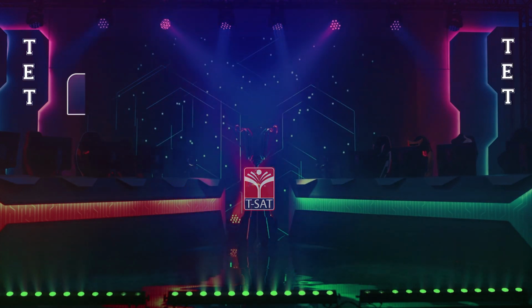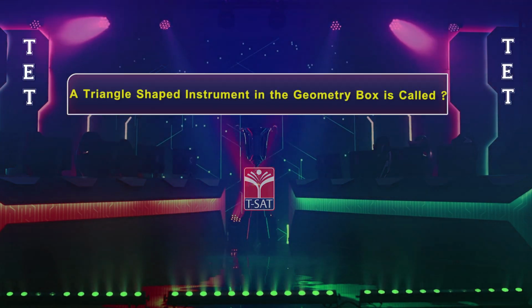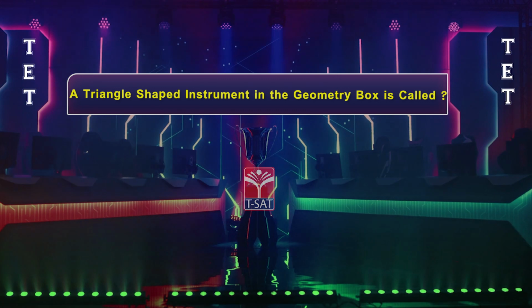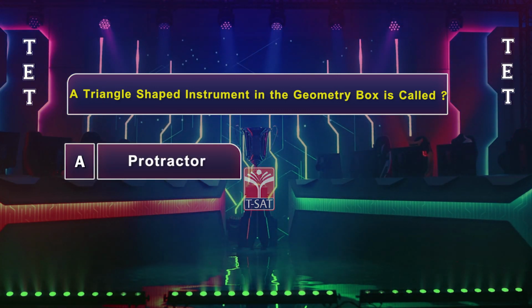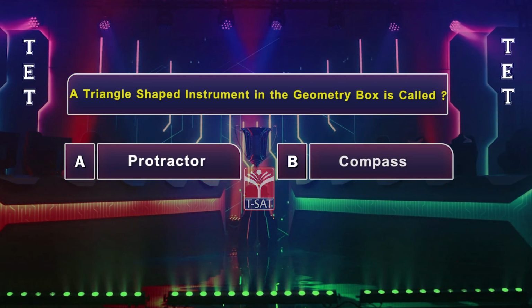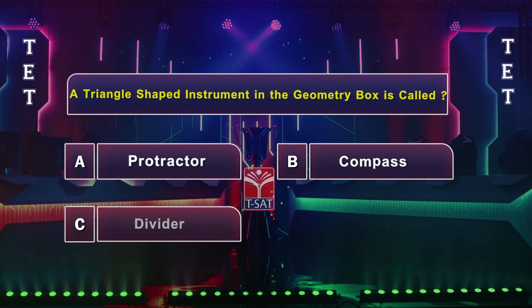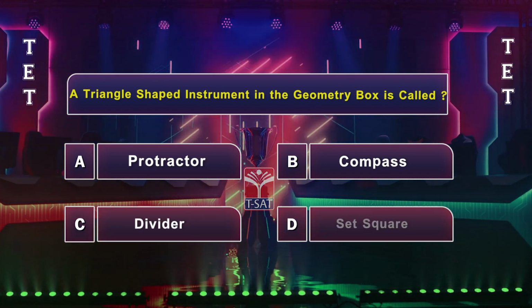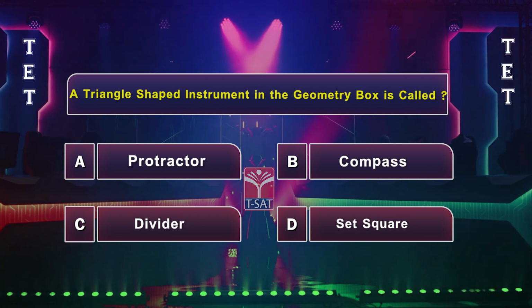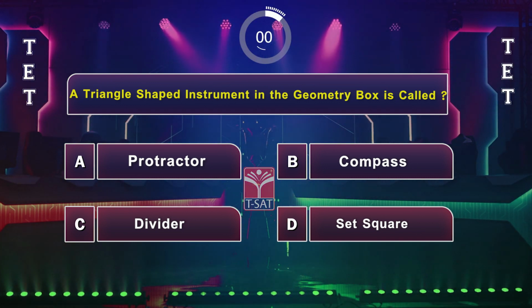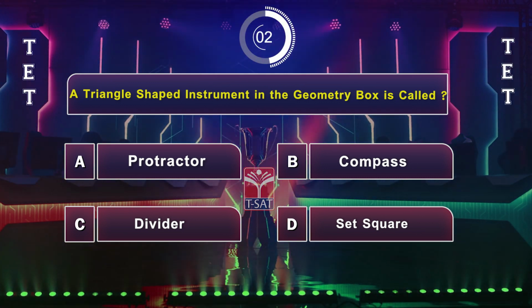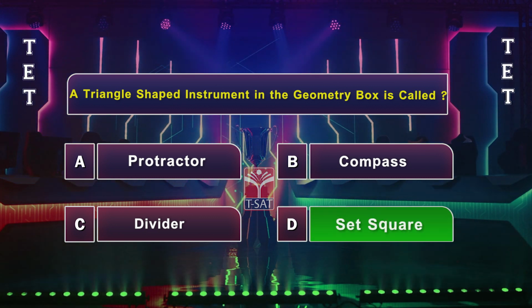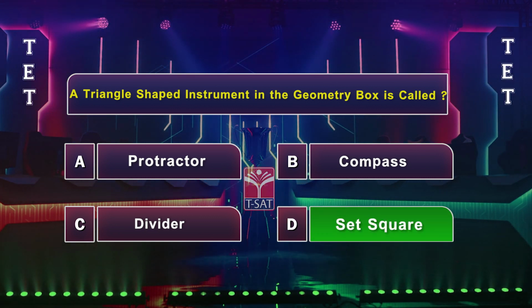Ninth question. A triangle-shaped instrument in the geometry box is called option A, protractor. Option B, compass. Option C, divider. Option D, set square. Your time starts now. The correct answer is option D, set square.